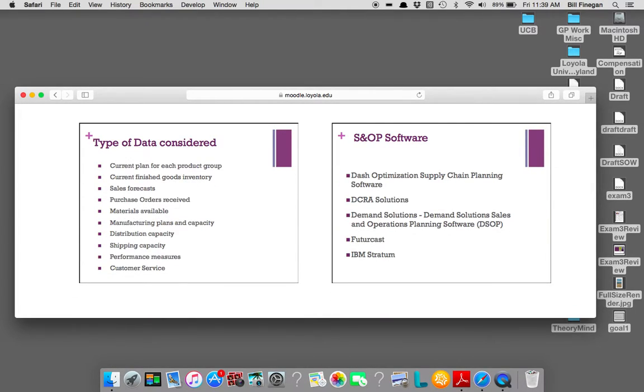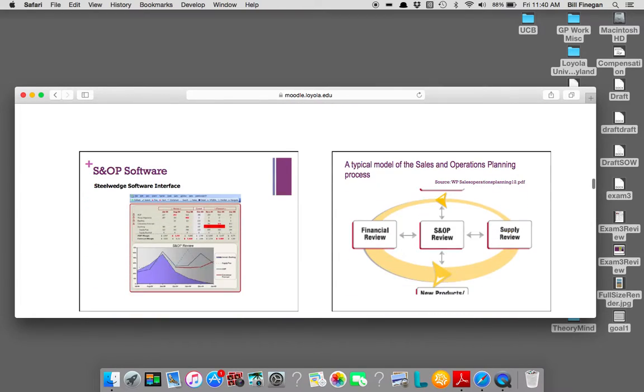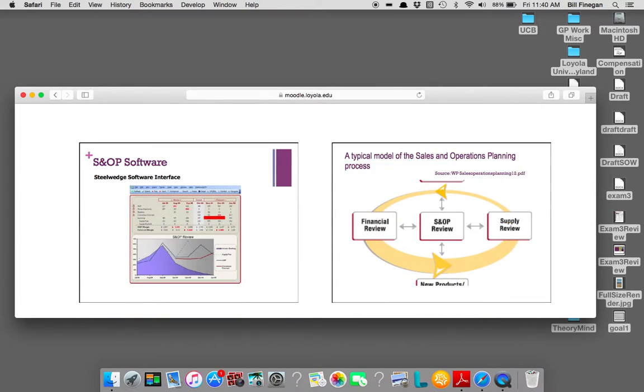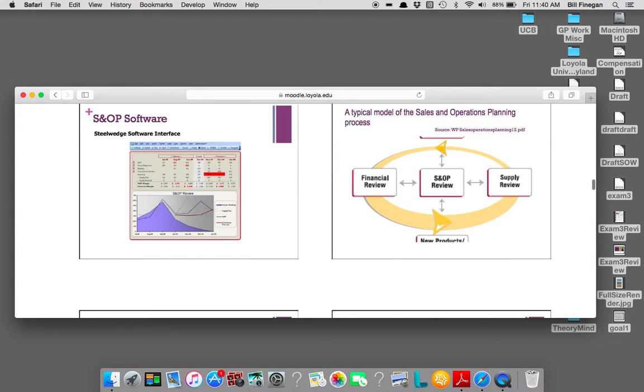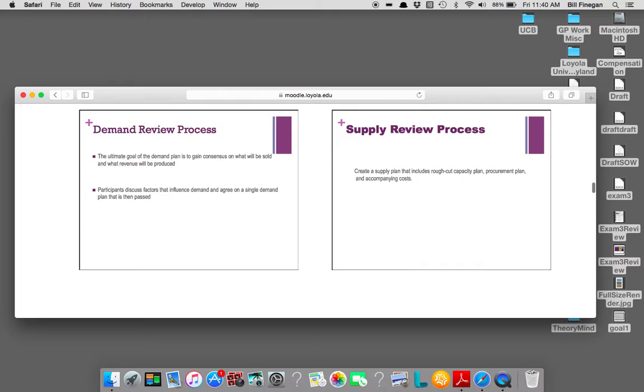The different types of sales and operations software that's leveraged. We provided a demo of SAP in terms of creating purchase orders, showing materials available, creating shipping invoices, etc. And this ties back to your SAP assignment in the overall, and then how the sales and operations planning ties into both your financial review and your supply review.